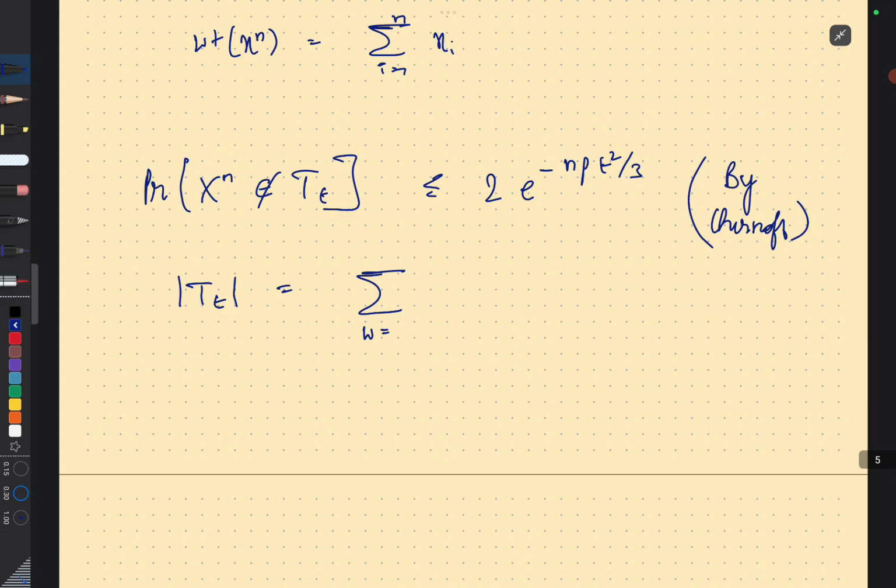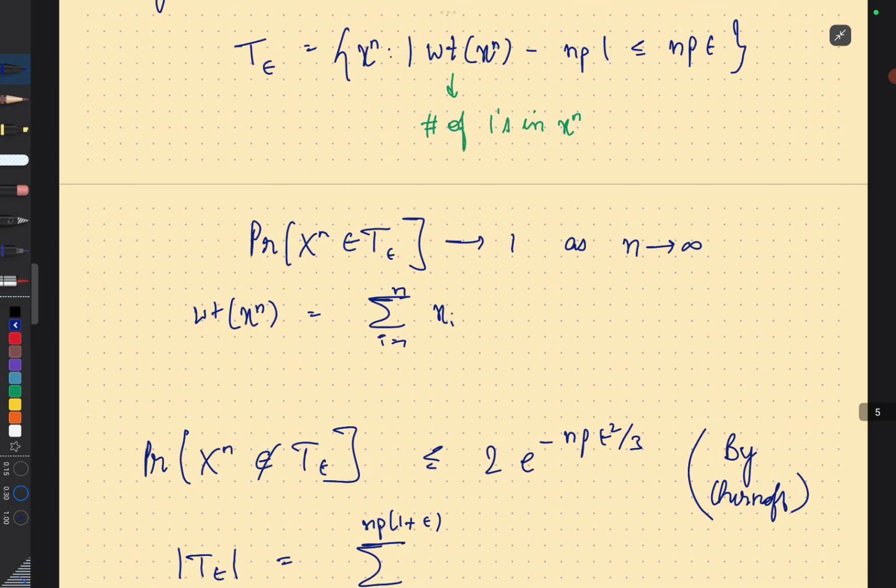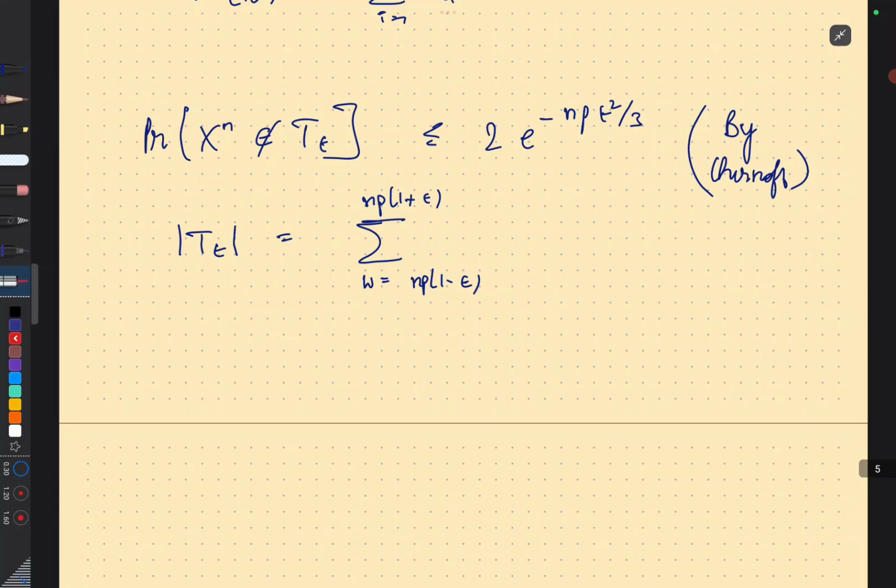the weight can vary from np into 1 minus epsilon all the way up to np into 1 plus epsilon. Effectively, what this is saying is that the weight of xn is between np into 1 minus epsilon to np into 1 plus epsilon. So the size of T epsilon is the summation of all of these times the number of sequences with weight exactly equal to w, which is what?